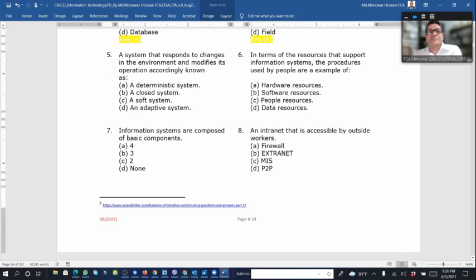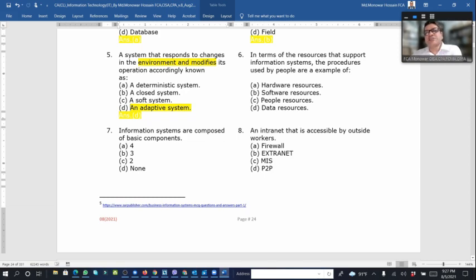A system that responds to the change in the environment and modifies its operation accordingly is known as, here when we go for the system, that means our next chapter, then we will understand. So the environment that can be modified, what would be the answer here? The adaptive system, sir. Yes, adaptive system, you're right. They can adapt, so it is an adaptive system.